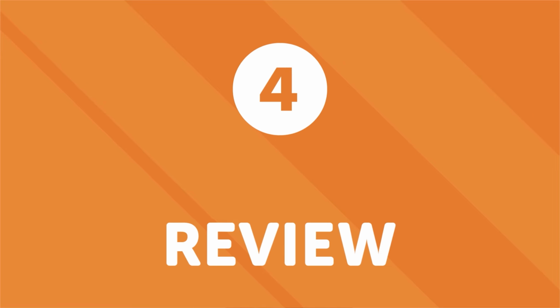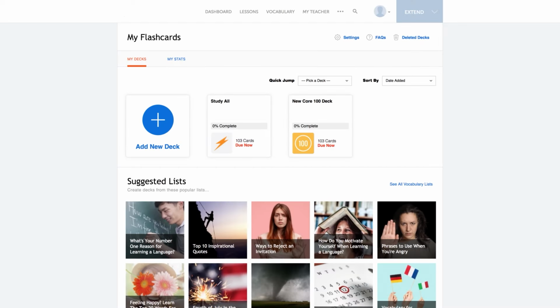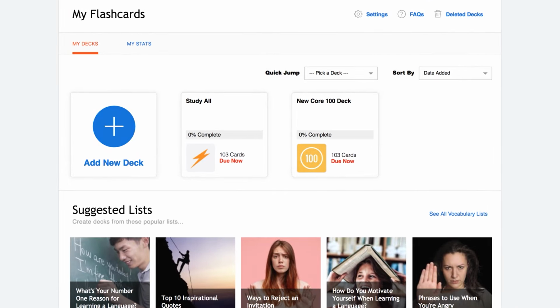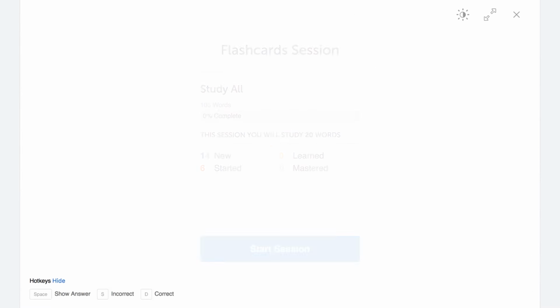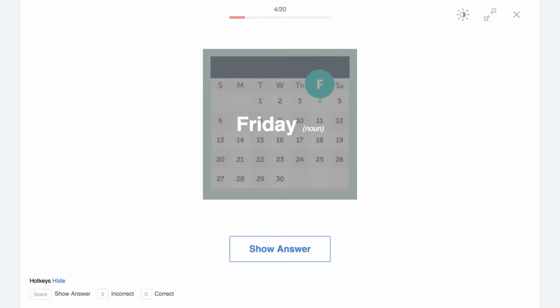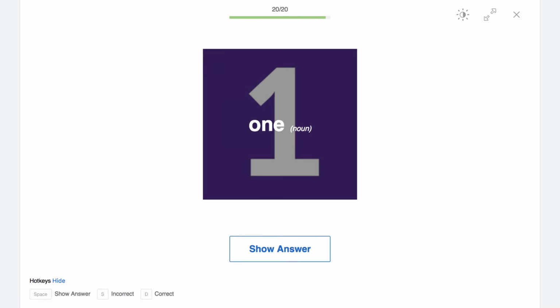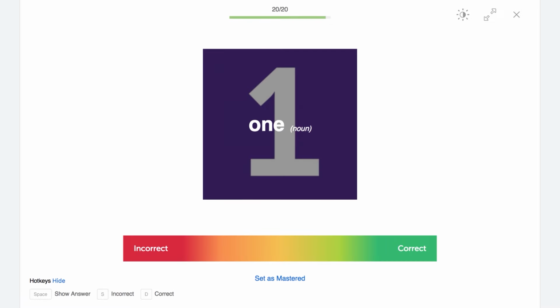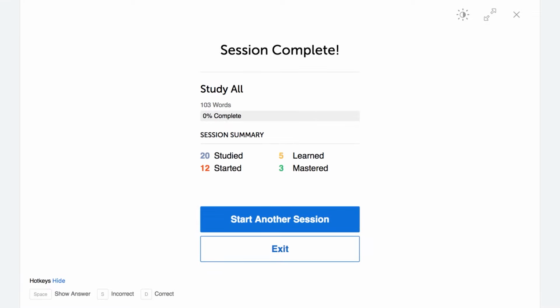Number 4, review, because repetition is the mother of all learning. If you're struggling with a particular word, grammar rule, or lesson, be sure to repeat and review it a few times. And then, come back a few days later and review it again. This same principle is used in our spaced repetition flashcards. The system quizzes you on words, then re-quizzes you in 3 days, then in 6 days, and so on, until the word gets embedded in your long-term memory.